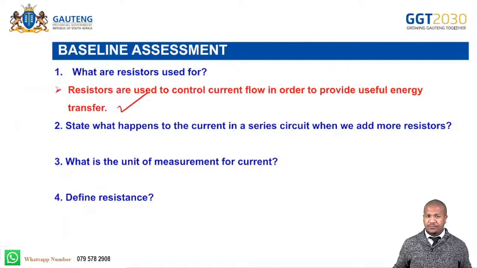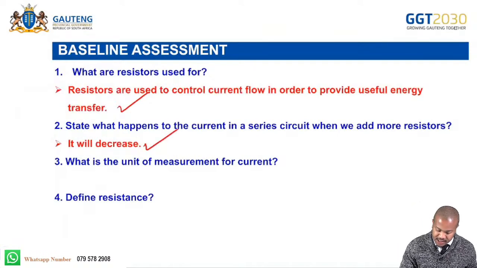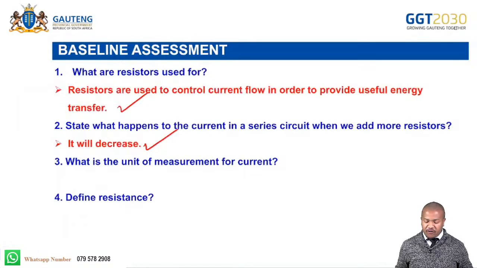Then number 2, state what happens to the current in a series circuit when we add more resistors. So when we add more resistance, the current will decrease. The current decreases. Number 3, what is the unit of measurement for current? Current is measured in amperes.